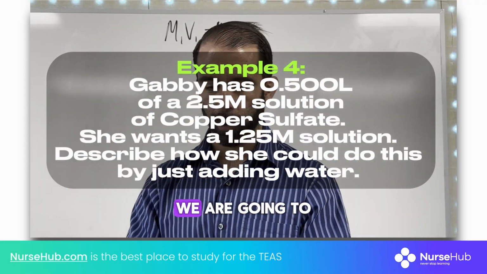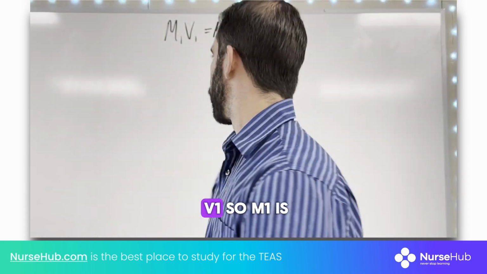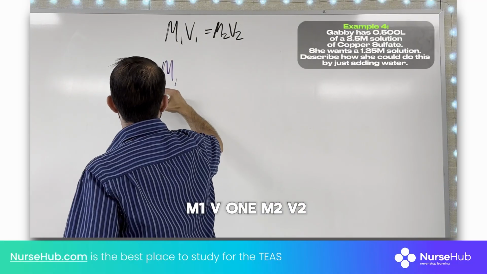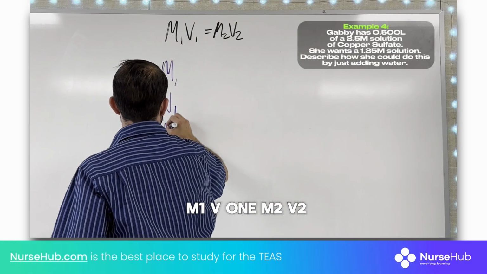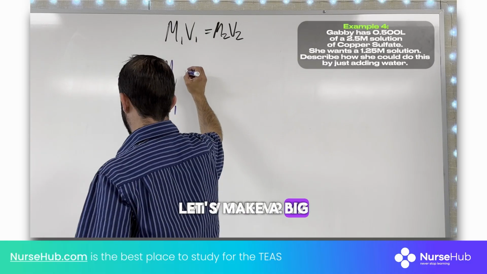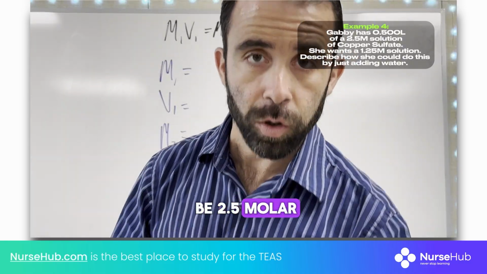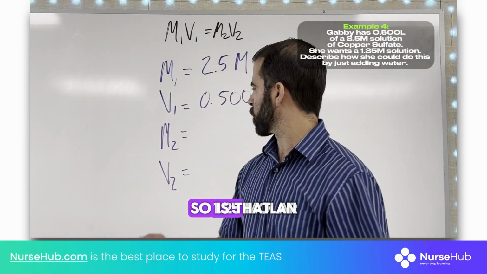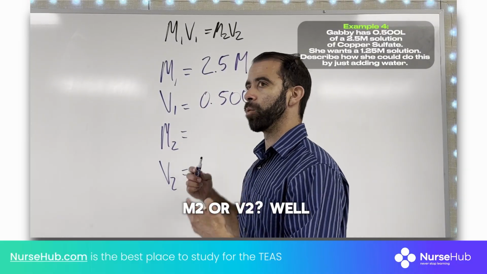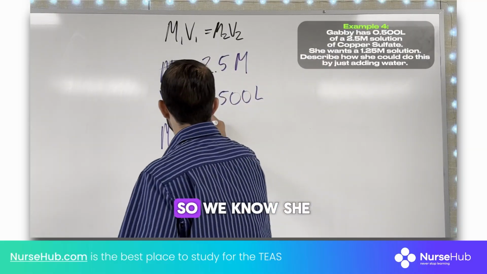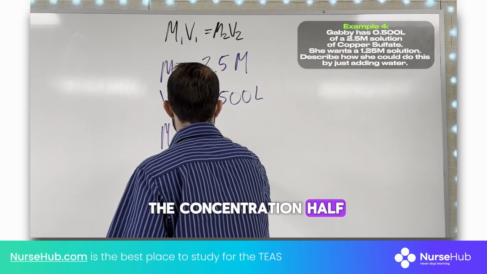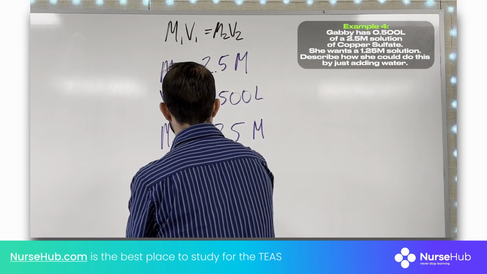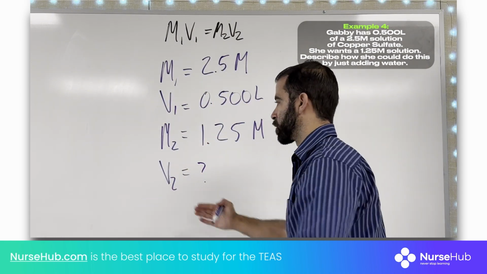We're starting there. We are going to write down M1 and V1. So M1 is our starting molarity. Let's make a list. M1, V1, M2, V2. Let's make a big list. M1 is going to be 2.5 molar. It's our starting concentration. The concentration she wants is 1.25 molar. So is that an M2 or a V2? Well, if it's molar, it's going to be M2. So we know she wants to basically cut the concentration in half. 1.25 is half of 2.5. So we are going to put question mark for V2. This will be our variable.